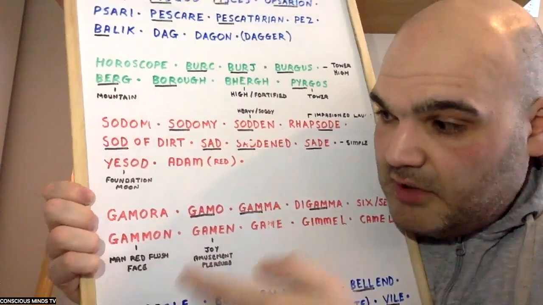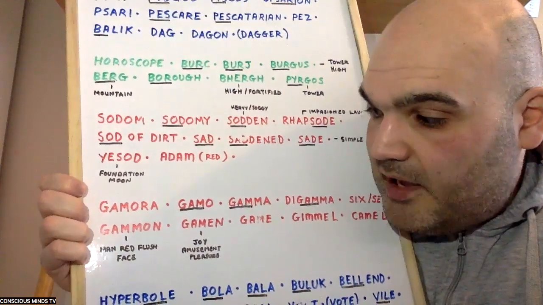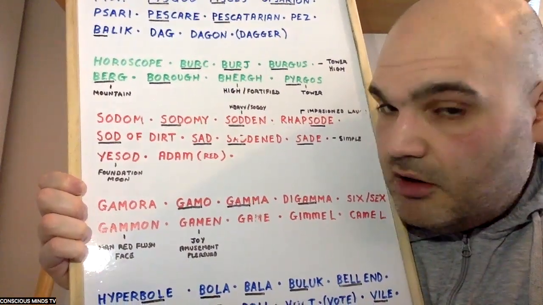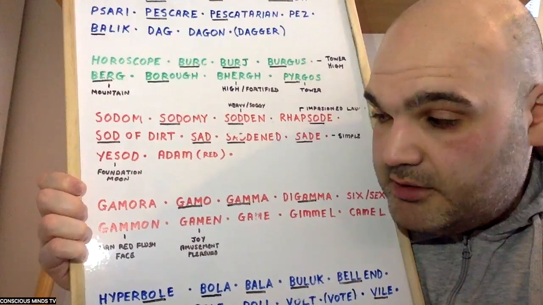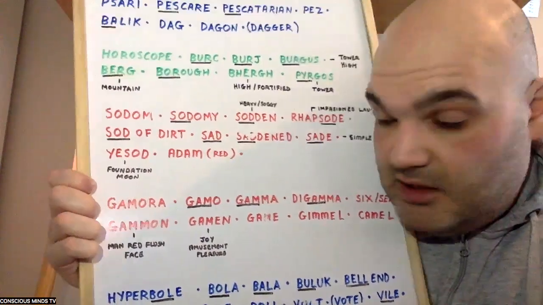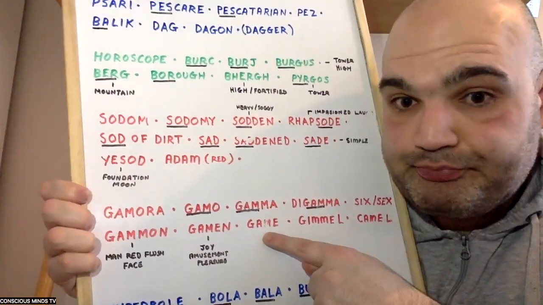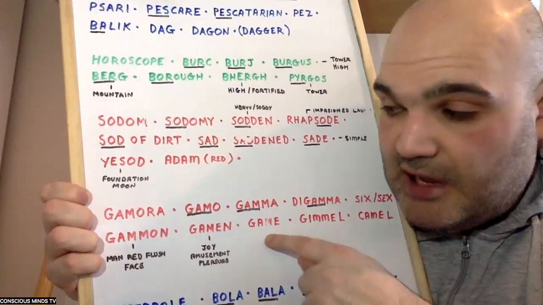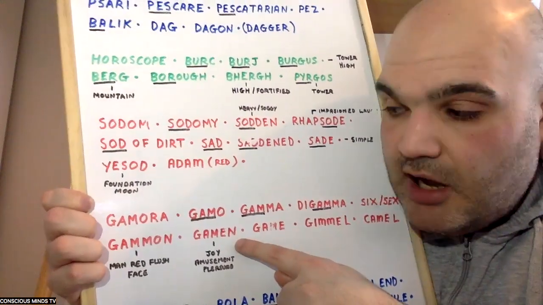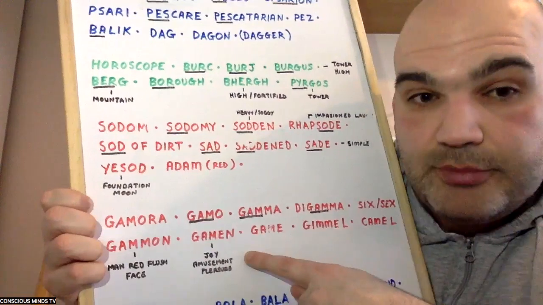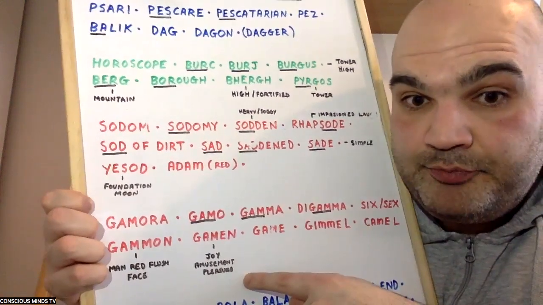Then I thought I'd look at some other words with GAM and some different variations. And then I looked at the German word Gamon, which is where we get the English word for game. The modern English word for game comes from the German word Gamon, which means joy, amusement, and pleasure.